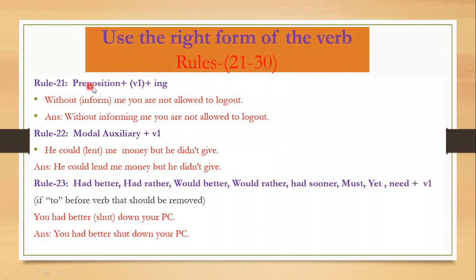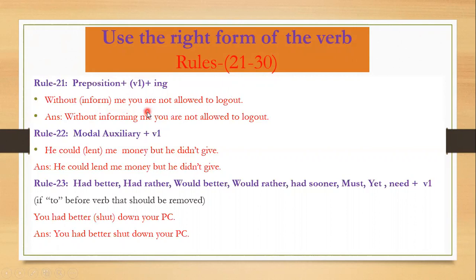That means if you get any preposition and then a bracket, and in the bracket there is also a verb, then that verb should be written in present form. And later ing should be added with the verb.